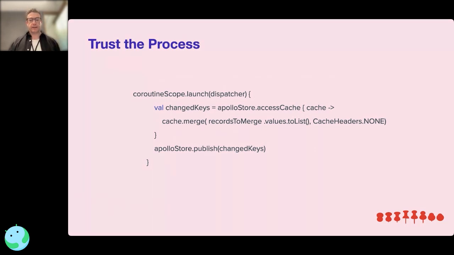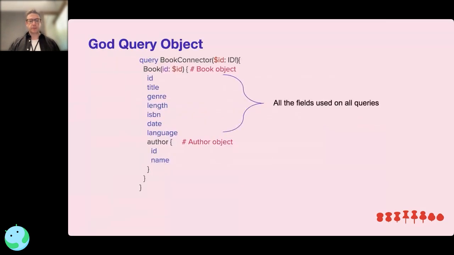So again, since all of the fields are available here in this God query object and converted, all objects in that subset are alerted of that change. And so everything that came in from REST is now alerted and updated of that change.